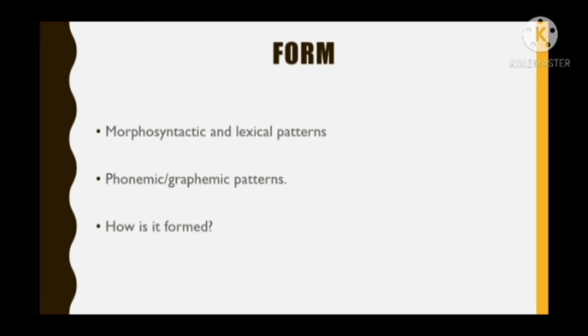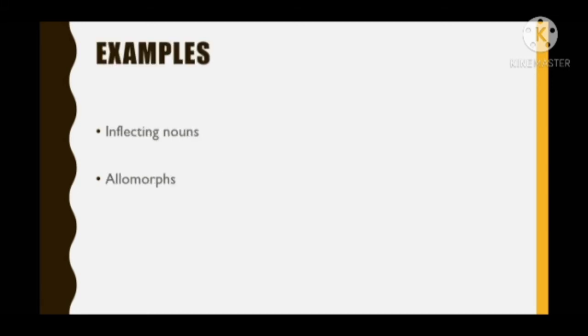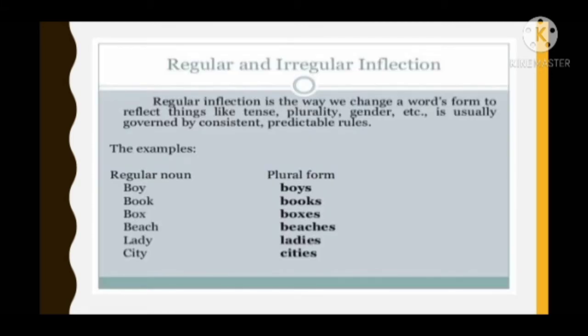How is it formed? Form is formed by these two examples. In the framework of grammar, it consists of how a word changes form to reflect things like tense, plurality, gender, etc. I have two examples of form. First is inflecting nouns. Inflecting nouns is how you change a word by adding S, ES, or IES. The example is in the picture.